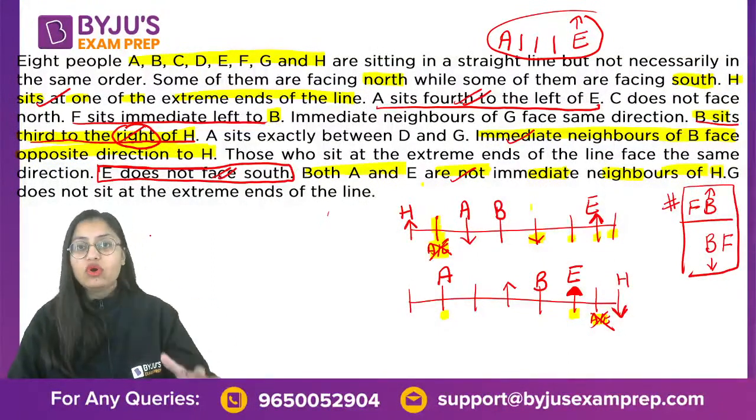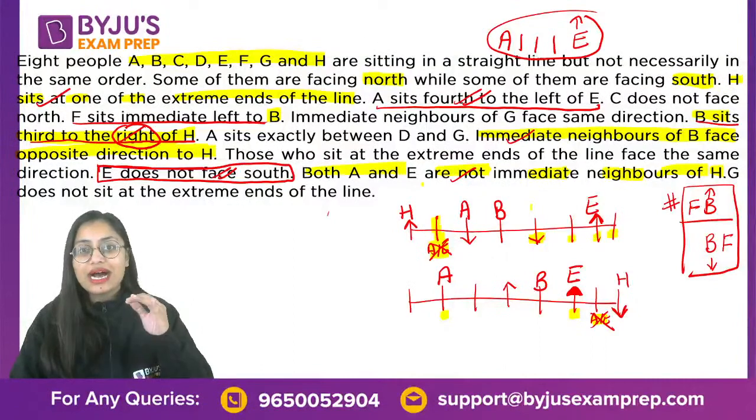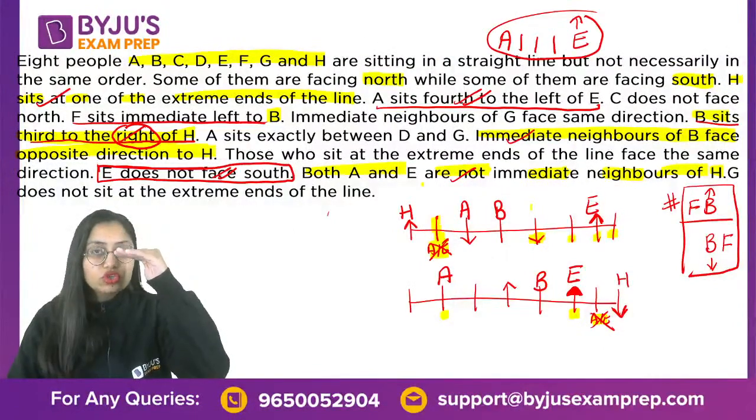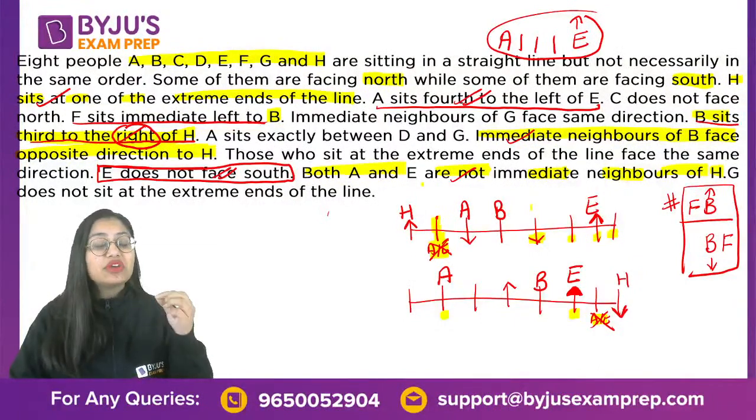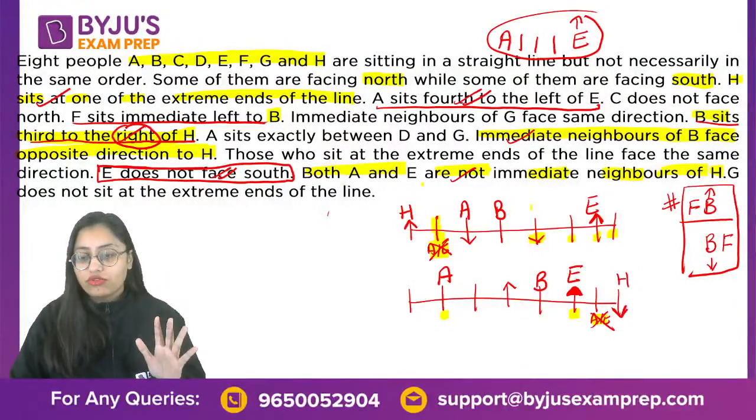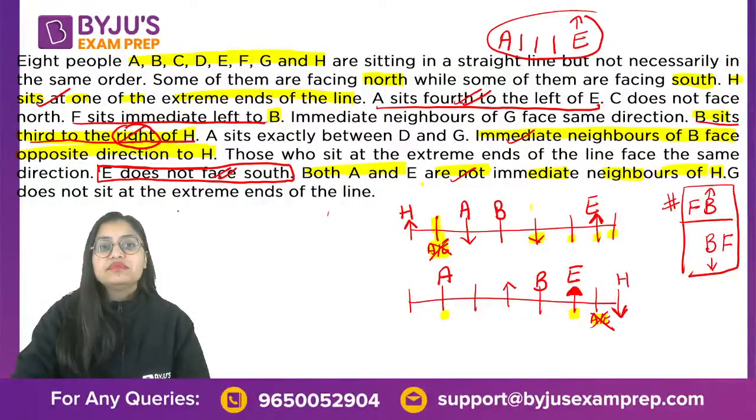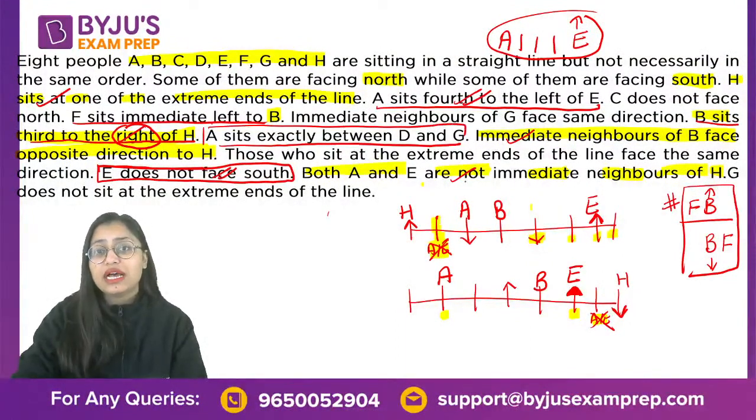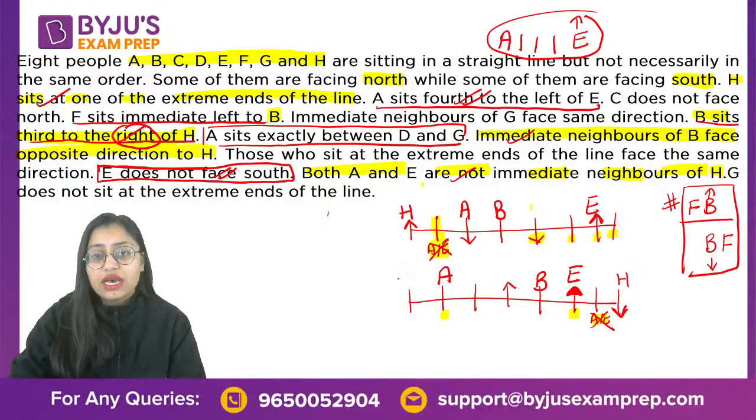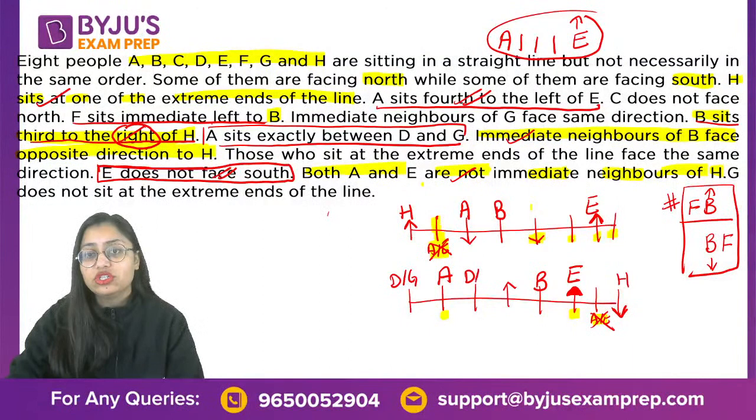So I have used this piece of information and this piece of information. What I want you guys to understand is that I am not using top to bottom information in this particular question, because they have given me a random order of statements. A sits exactly between D and G. Perfectly fine. So that means I have two positions. Either here D and G are sitting, or over here D and G are sitting.